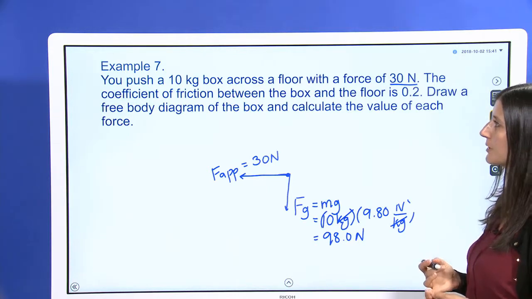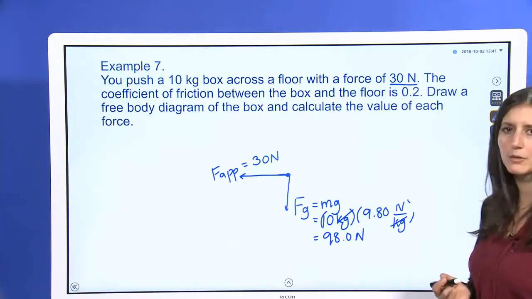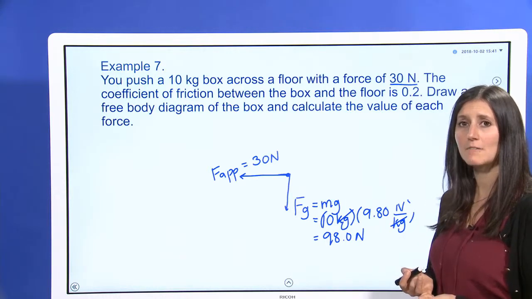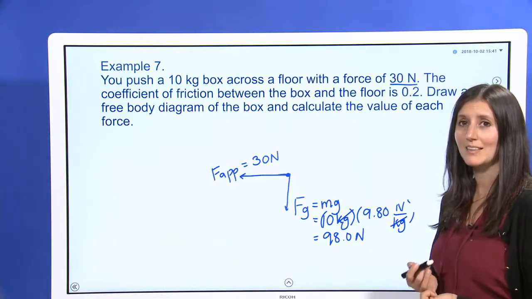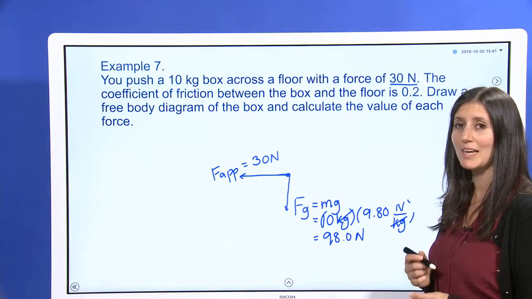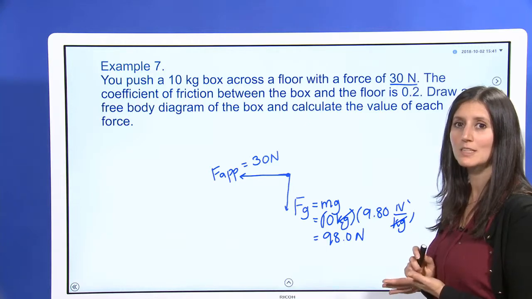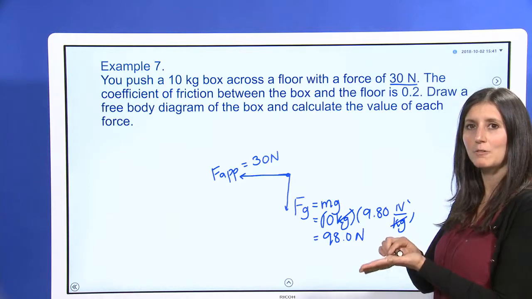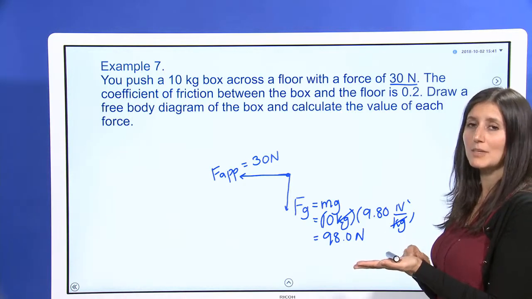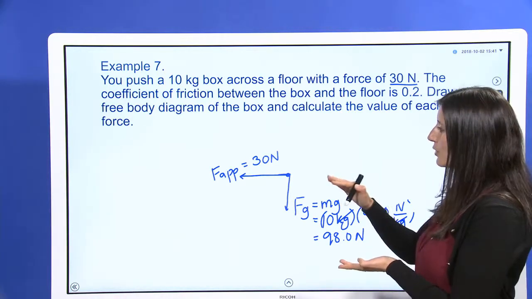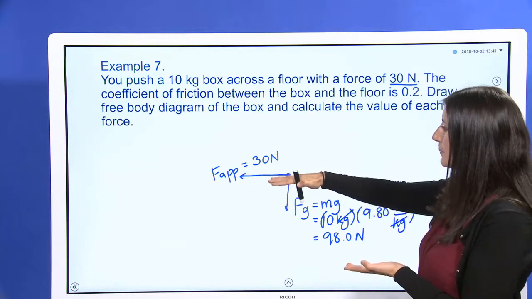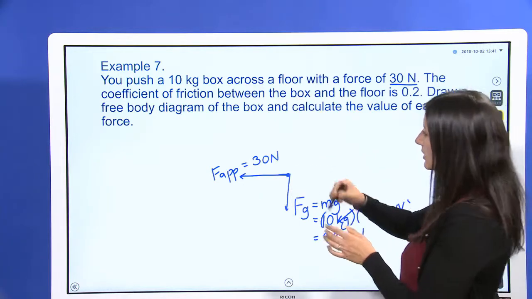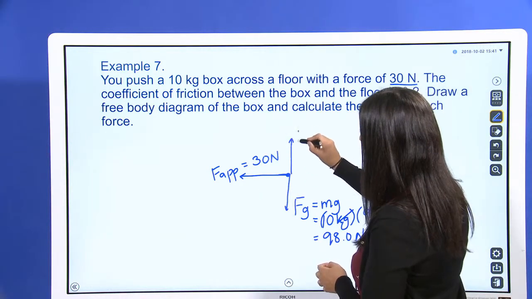The coefficient of friction between the box and the floor is 0.2. Now I can't find my force of friction until I find a different force, and that would be my normal force. So you can't have friction unless you have a normal force. So let's find a normal force first. Since the box is on the floor, it's on a surface, that means there will be a normal force. The normal force always acts perpendicular to the surface. So I'm going to assume my floor is horizontal, so my normal force is pointing upwards.